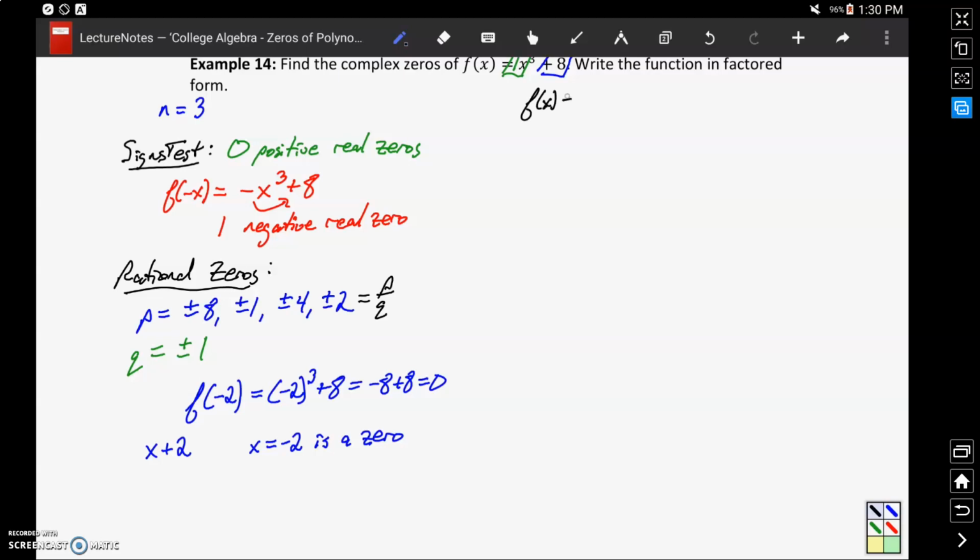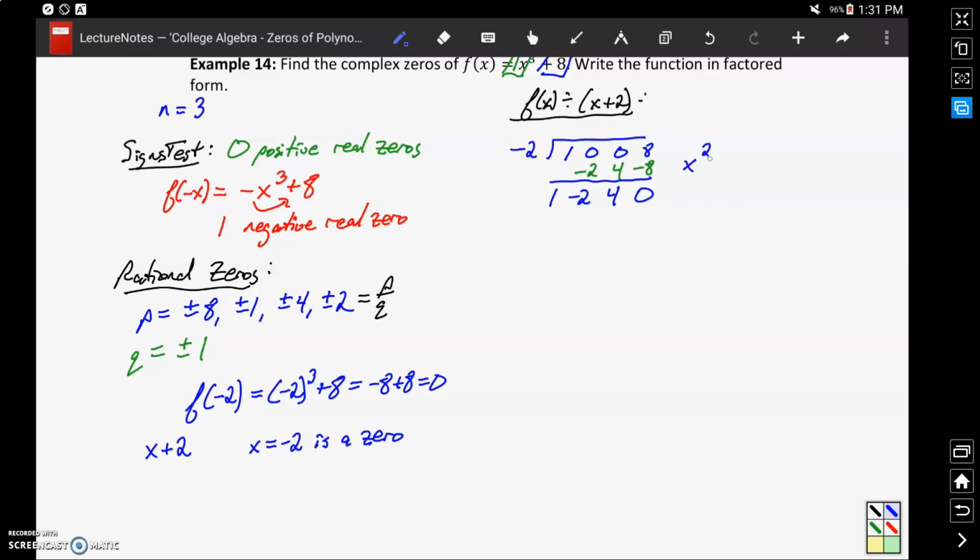From there, what we need to do is take our given function divided by x plus 2, which we now know to be a factor of that function. So setting up that synthetic division problem will give us 1, and then negative 2, and then positive 4, and then 0, which makes sense. We would expect to have a remainder of 0.